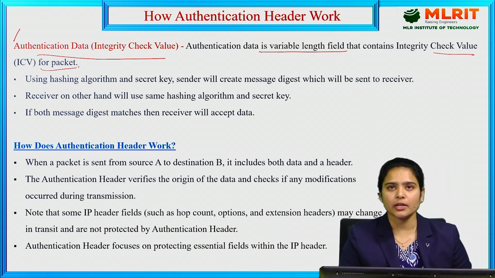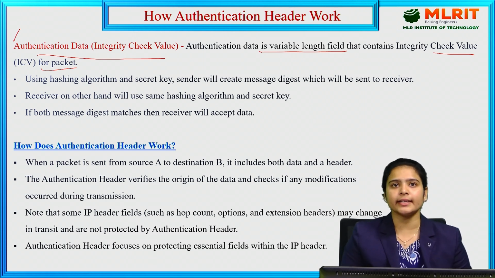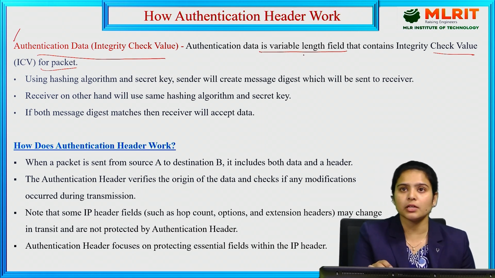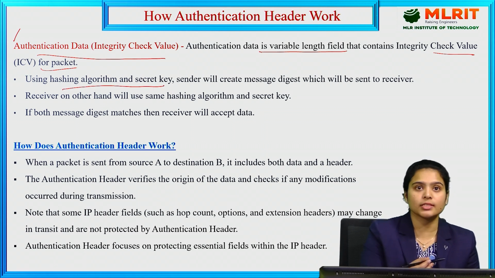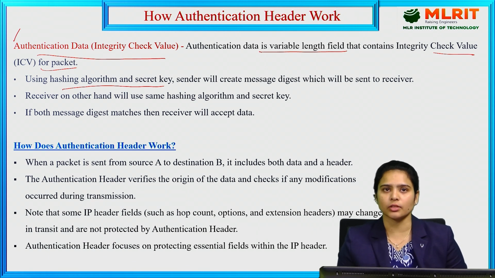So mainly we are looking at how authentication works. It basically works on integrity check values. The integrity check value is nothing but a variable length field. By using a hashing algorithm and also the secret key, the sender can create a message digest, which is sent to the receiver. So the message was sent from the source A to the destination B, and the digest will be sent to the receiver.